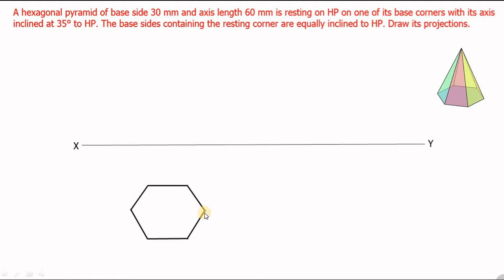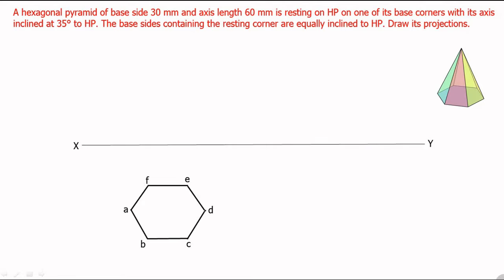You have to keep this corner in such a way that it is equally inclined. If this is 90, this should be 45 and this should be 45. The sides connecting these corners should be equally inclined. Likewise you have to draw the simple projection top view. Clear? Let us name these corners as A, B, C, D, E.